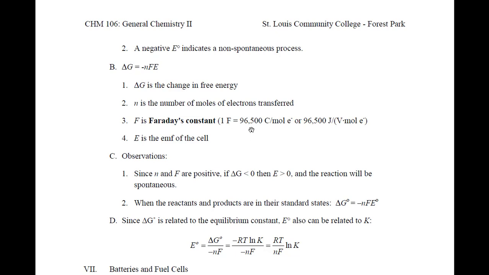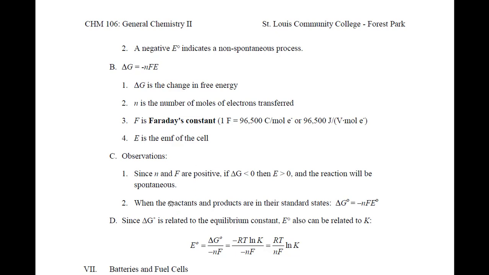All right, and so F is the Faraday constant, and that is equal to 1 Faraday is equal to 96,500 coulombs per mole of electron, or we could then say 96,500 joules per volt mole electron. So either way, it's 96,500 is the value you need, and then the units will hopefully cancel themselves out appropriately. Then E in there is the electromotive force of the cell. So the Gibbs free energy is minus NFE. Again, something to memorize because it won't be given to you on the exam. You have to be able to use it where necessary from your brain.